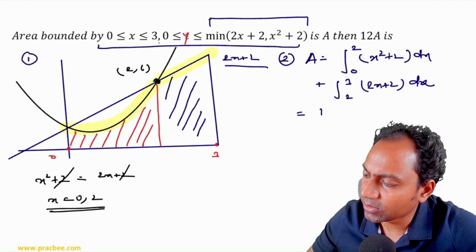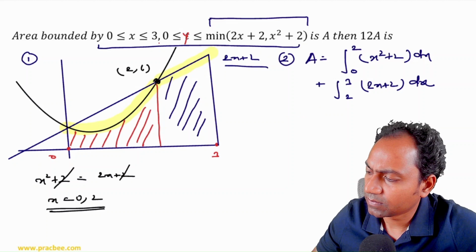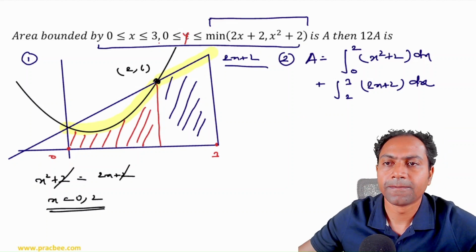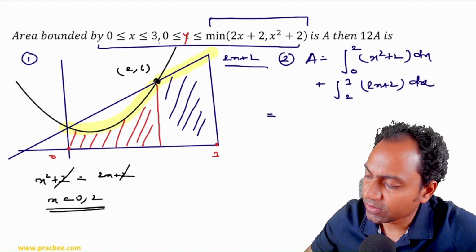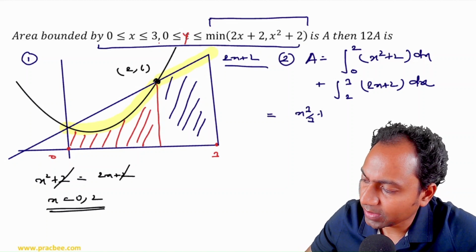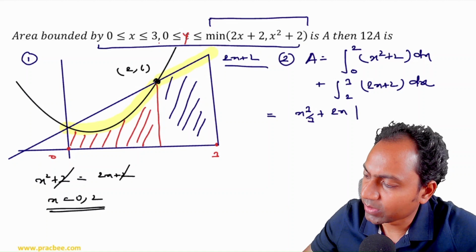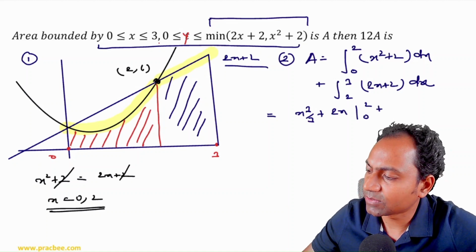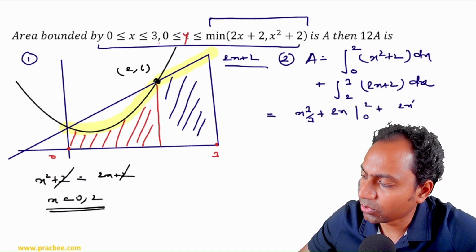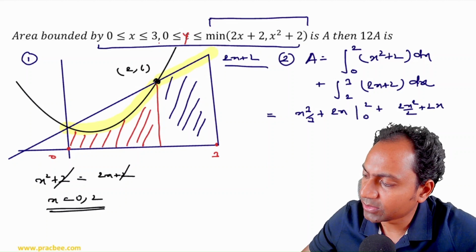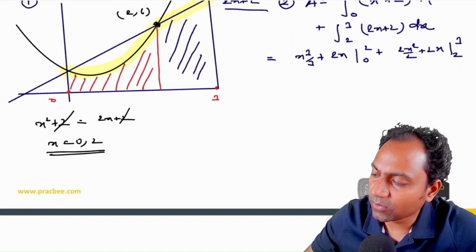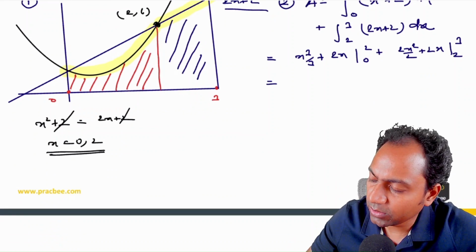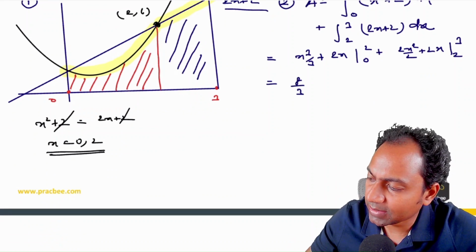This comes out to be nothing but... so if I calculate this value, let us see what comes. In the first part, it becomes nothing but x cube by 3 plus 2x from 0 to 2. In the next part, it comes out to be nothing but 2x square by 2 plus 2x from 2 to 3. If I put the value, let us see what answer I am getting. So if I put, the first part becomes 8 by 3 plus 4.